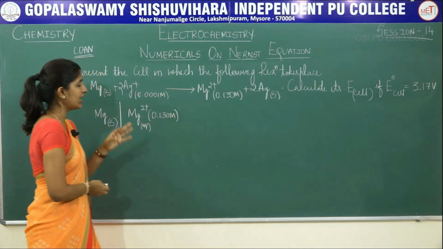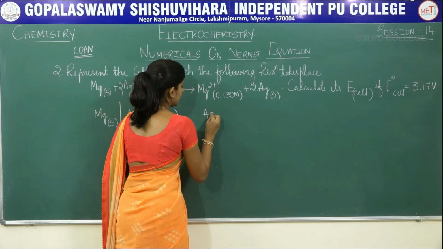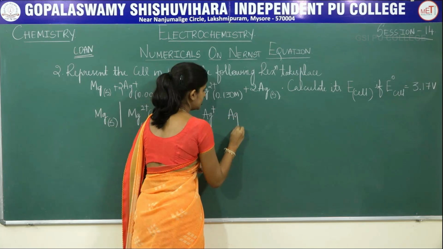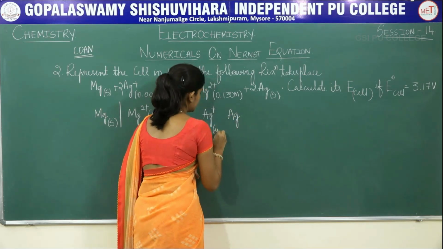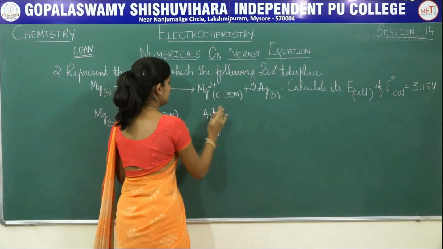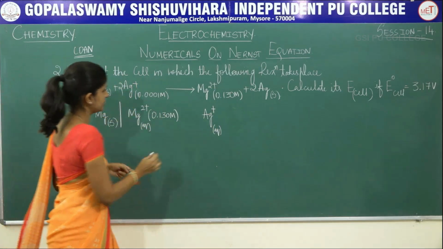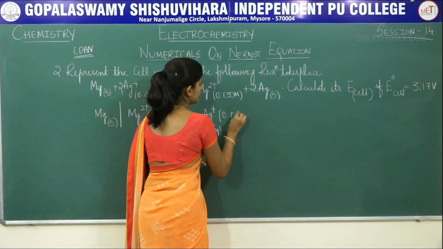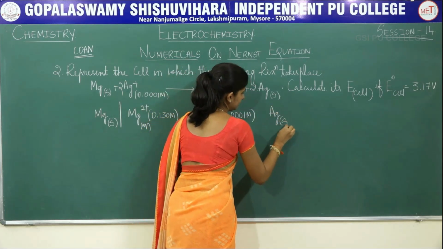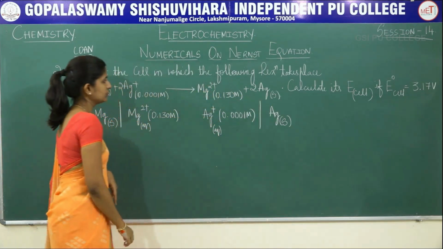Right side, it is your cathode, silver. Silver is undergoing reduction. So it is Ag plus, aqueous, undergoing reduction to Ag. Write the concentration of this aqueous Ag plus, the concentration is given to be 0.0001 molar. Ag solid. So separated by a single line.